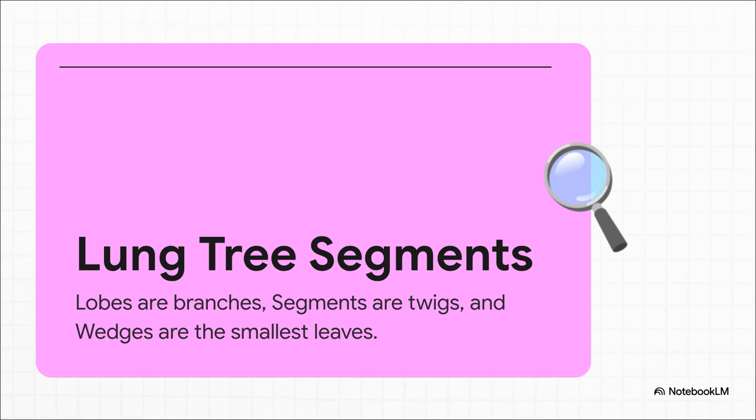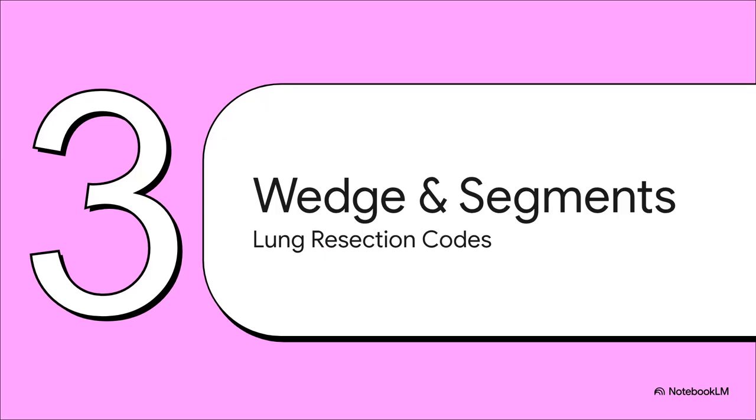To make this super easy to remember, just think of the lung exactly like a tree. The main, thickest branches coming off the trunk, those are the lobes. Now those main branches break down into smaller anatomical twigs, which we call segments. And finally, at the very ends of those twigs, you have the tiny leaves, which surgically we refer to as wedges. The CPT codes we're exploring today are strictly divided by exactly how much of this tree the surgeon chops off.